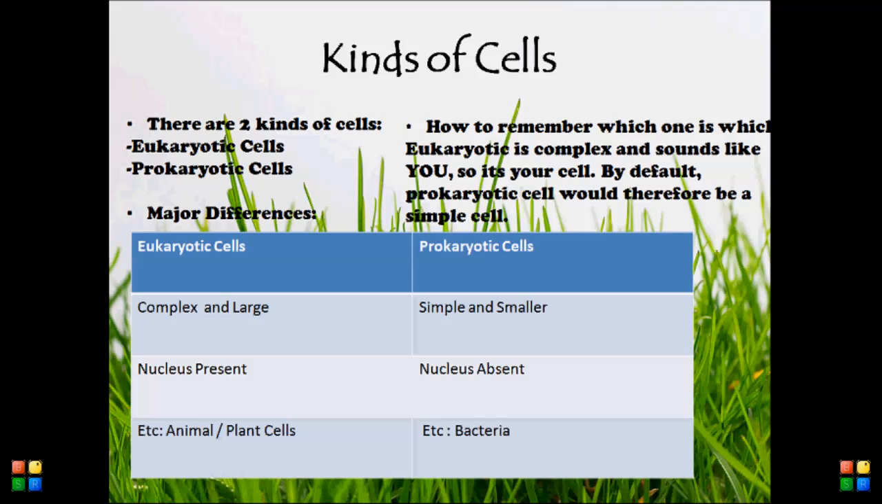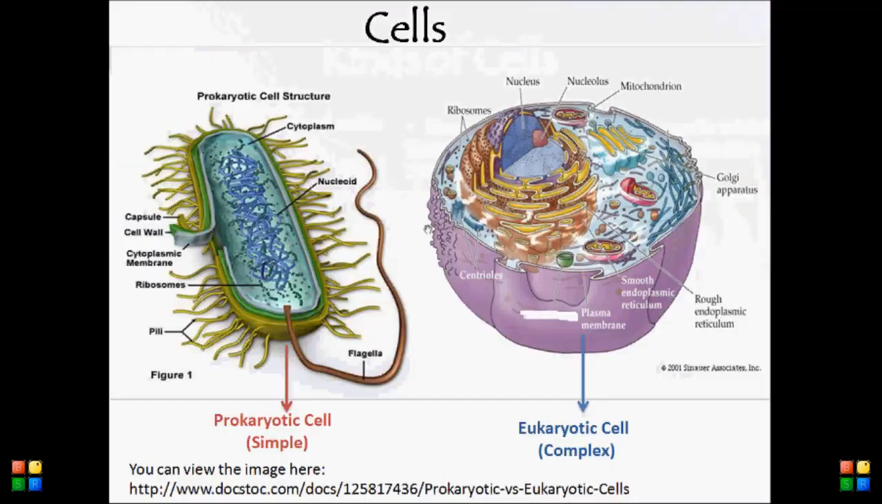So how exactly would you remember what cell is prokaryotic or eukaryotic? Well, eukaryotic cell sounds like you, and you are an animal. So basically, eukaryotic cell is a complex cell which belongs to you. Therefore, by default, prokaryotic cell would be a simple cell for an organism that has no nucleus.